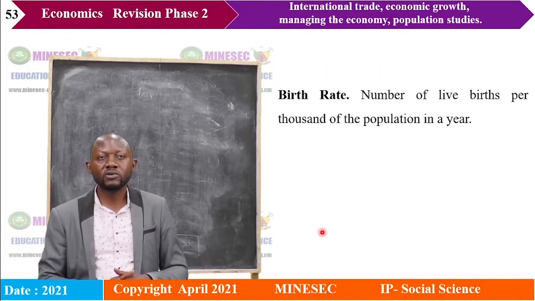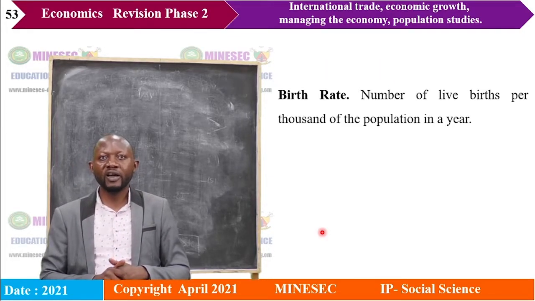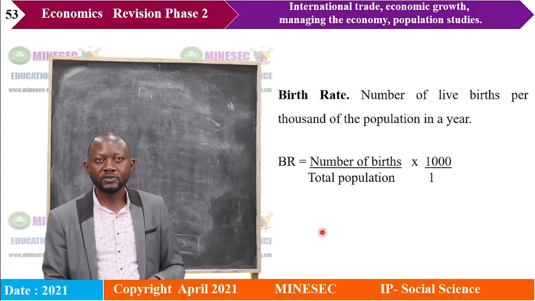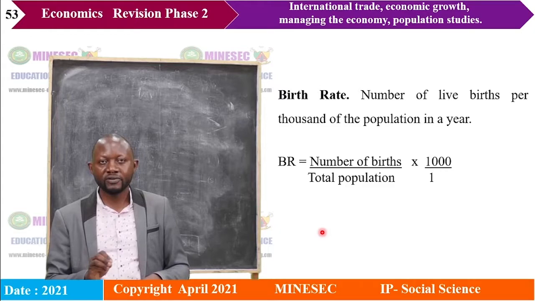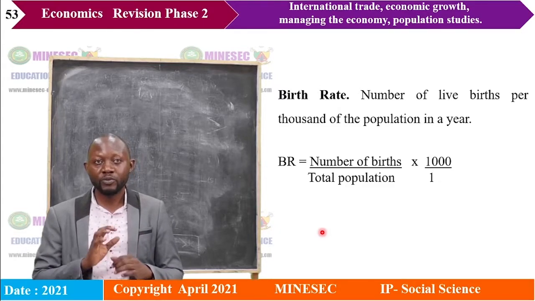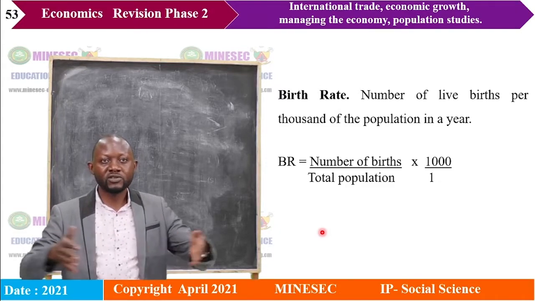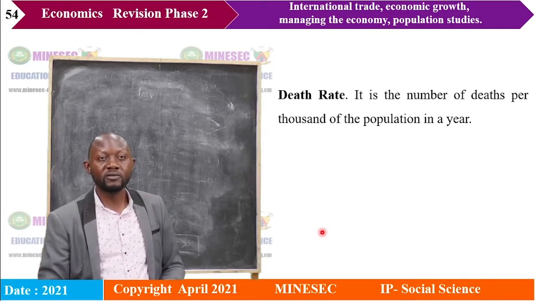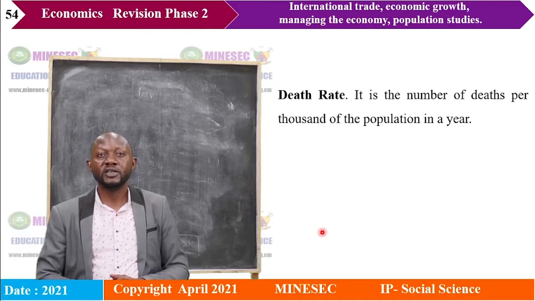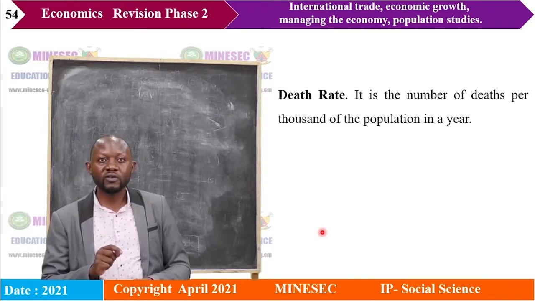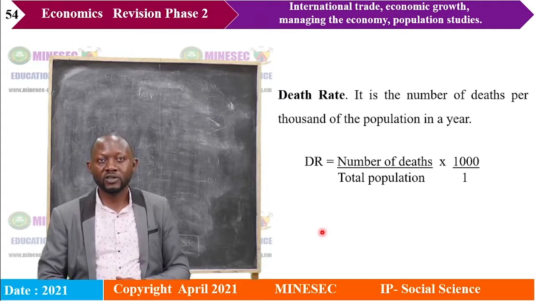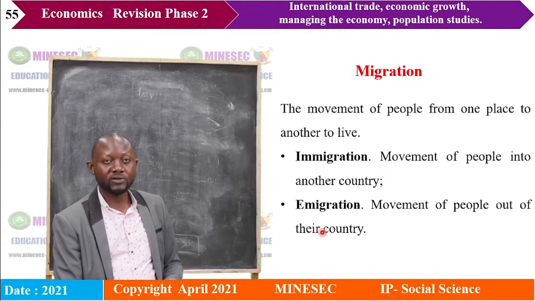Now we're going to look at birth rates, the number of live births per thousand of the population a year. This is the formula: number of births over total population times 1,000. Then we look at death rates. It is the number of deaths per thousand of the population a year, calculated as number of deaths over total population times 1,000.